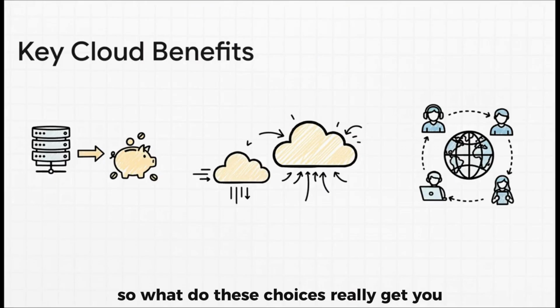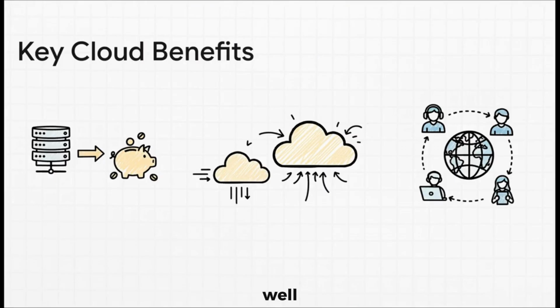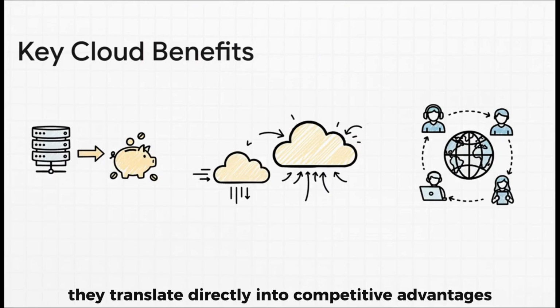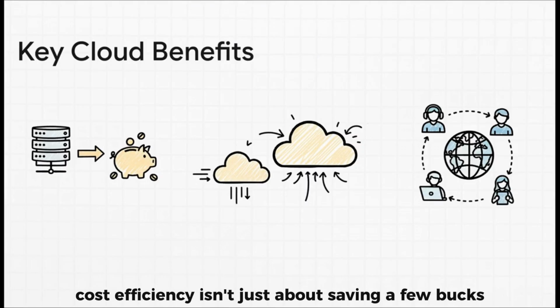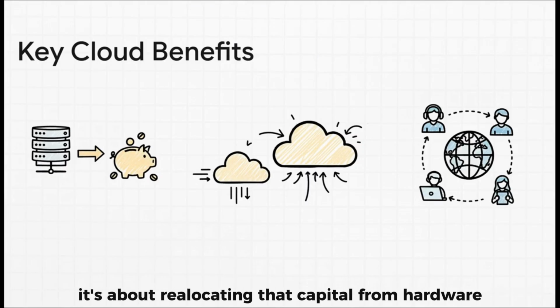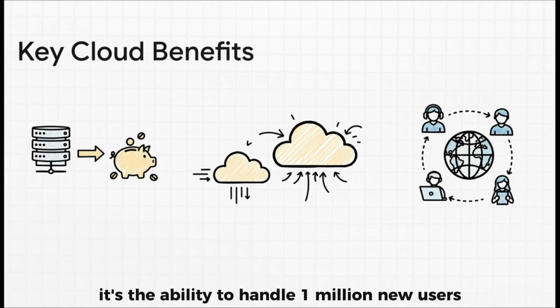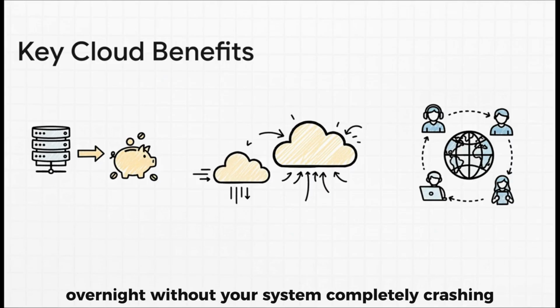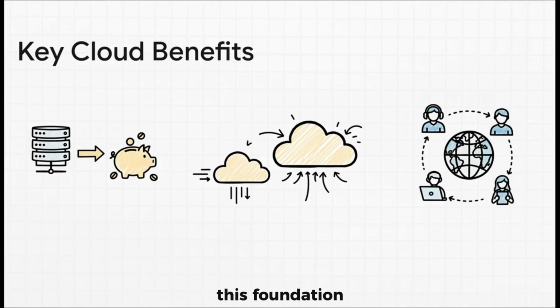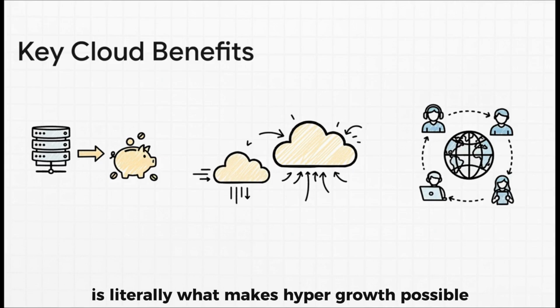So, what do these choices really get you? Well, they translate directly into competitive advantages. Cost efficiency isn't just about saving a few bucks. It's about reallocating that capital from hardware into product development. And scalability, that's not just a technical feature. It's the ability to handle 1 million new users overnight without your system completely crashing. This foundation is literally what makes hypergrowth possible.